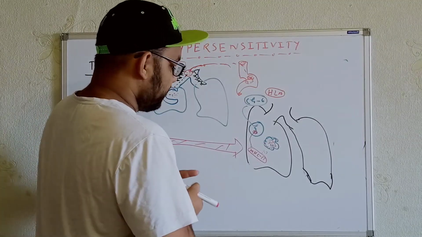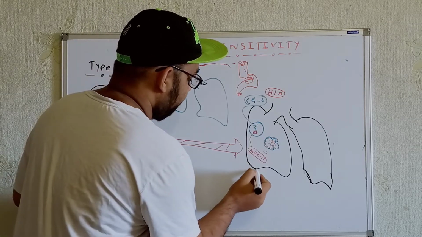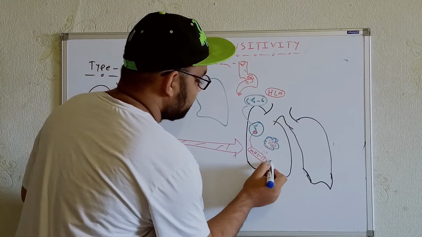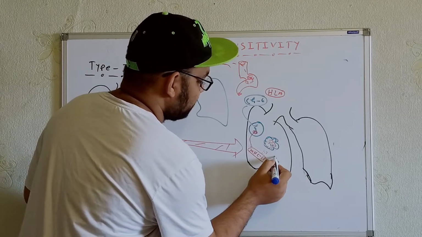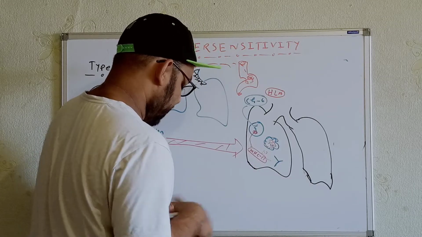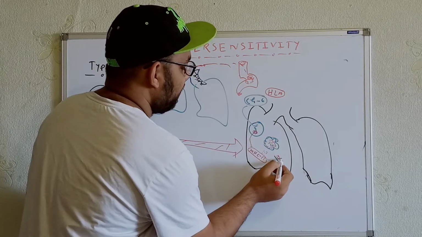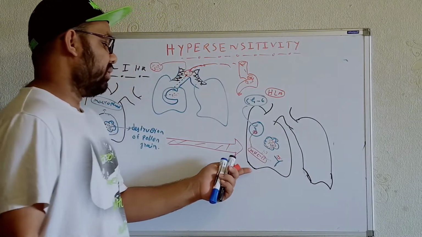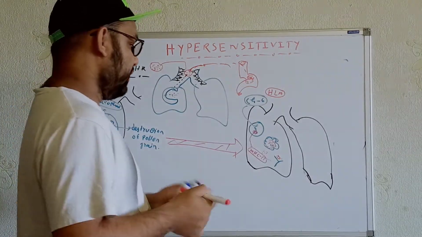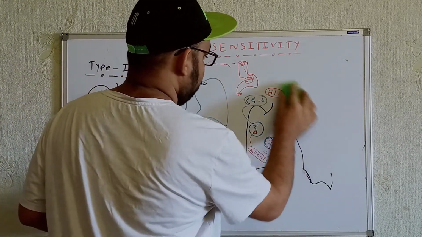Now, if we see the further complications, let me show you this one. For example, this is the MHC class 2 molecule, and it has taken the pollen grains on its surface. Now it will present the pollen grains on the surface of the alveolar macrophage. Now whatever we see further, let me show a little bit of this part over here.